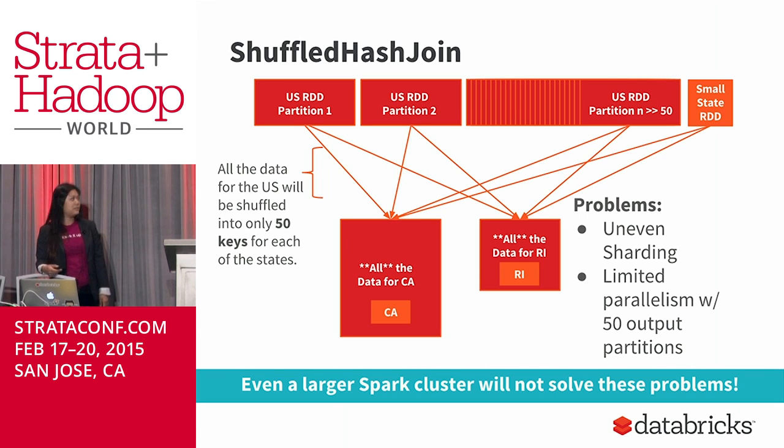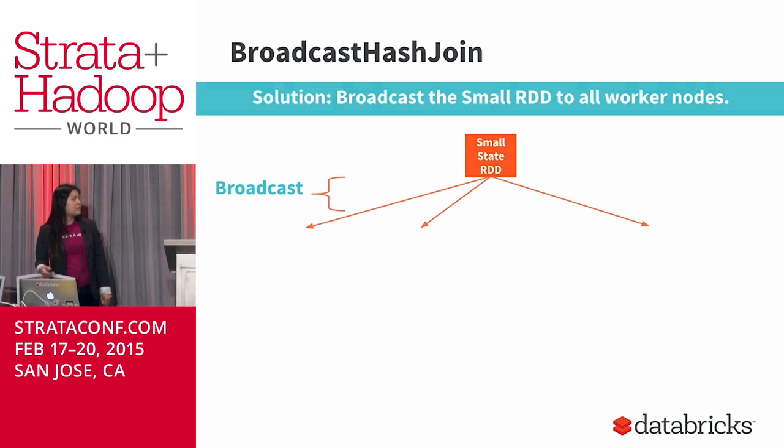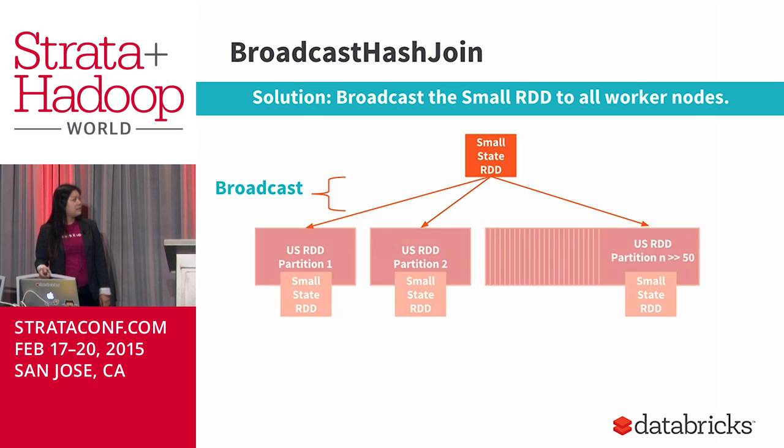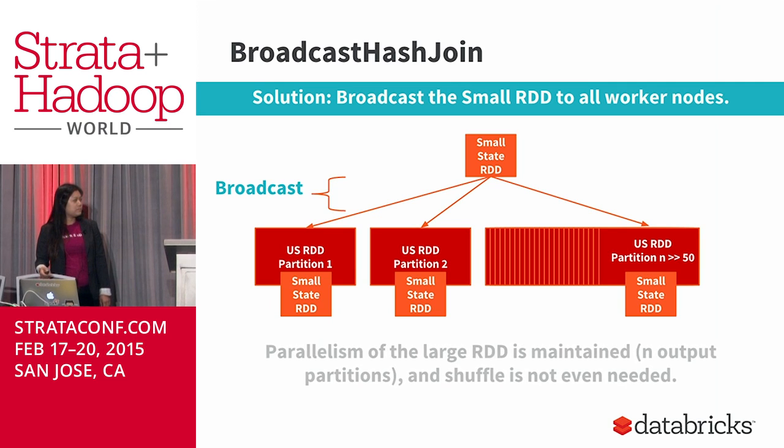So what's a better way to do it? It's actually a BroadcastHashJoin. So let's explain what the BroadcastHashJoin is. In a BroadcastHashJoin, we recognize the fact that this small state RDD is so small that it can actually fit in memory on each of the individual worker nodes on your Spark cluster. So what BroadcastHashJoin will do is it'll broadcast this small RDD to all the worker nodes. And then when you actually go to do your join, that data is already available on each of your worker nodes to finally do your joined output.